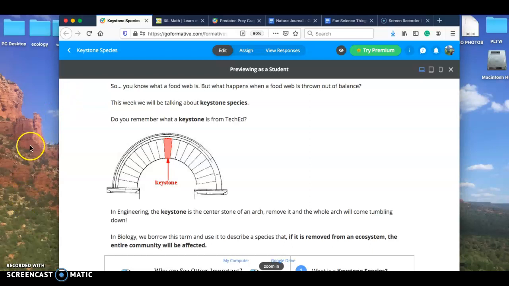Per usual, you have your Go Formative. This week we are talking about keystone species. This is what the Go Formative starts off with. And I asked the question, do you remember what a keystone is from Tech Ed? Make Mr. Loughran proud. Remember what that is? If you haven't had Tech Ed or you don't remember, there is a little reminder of what a keystone is. And we're going to talk about how biology has borrowed this term to refer to a specific type of animal or plant.